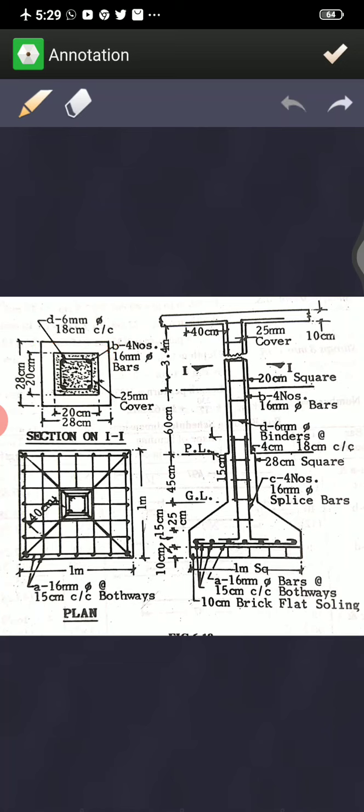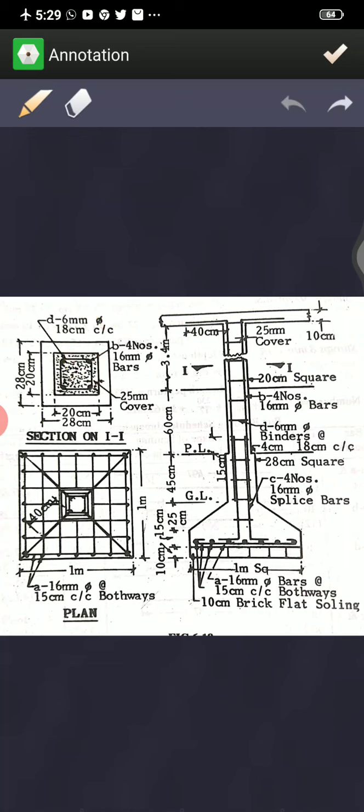The column size is 20 by 20, and at the plinth level you will have 28 by 28, which we call the column base. And you will have 4 bars of 16 mm diameter. Here you can see 1, 2, 3 and 4 number of bars are there.